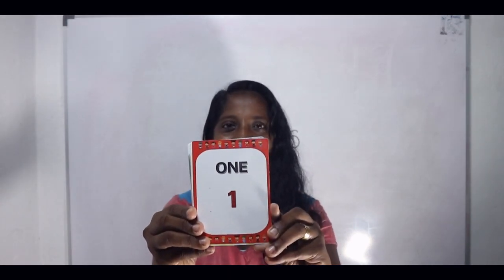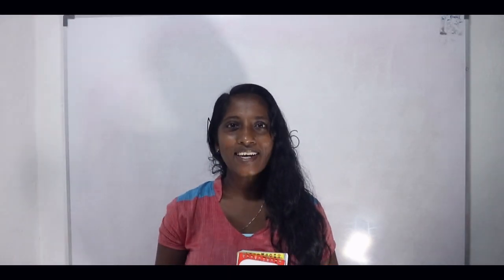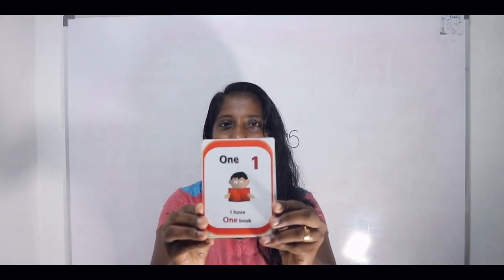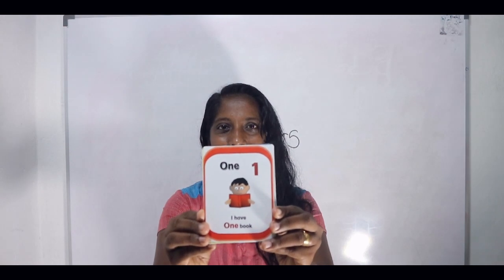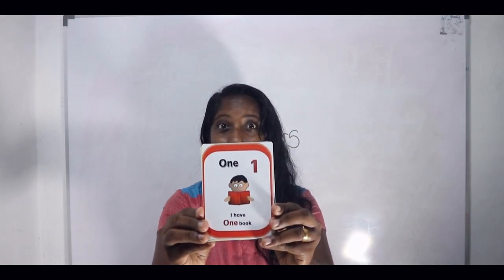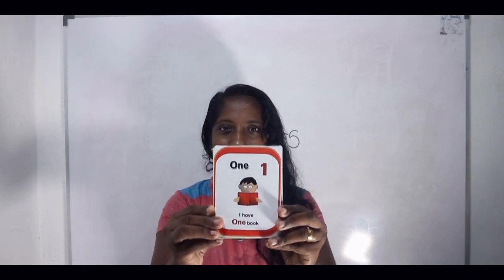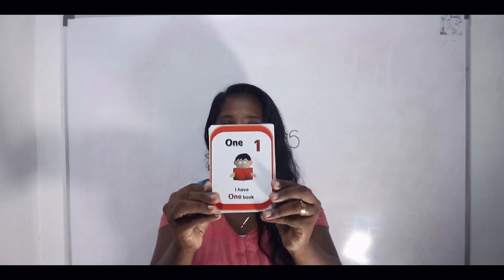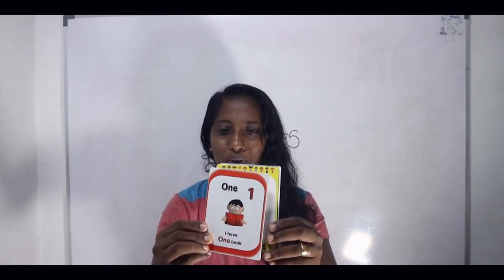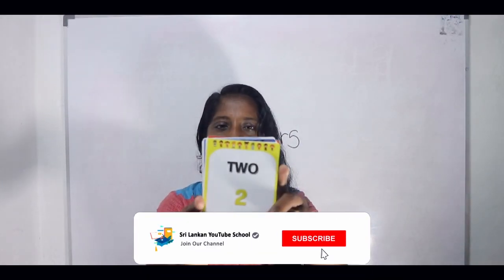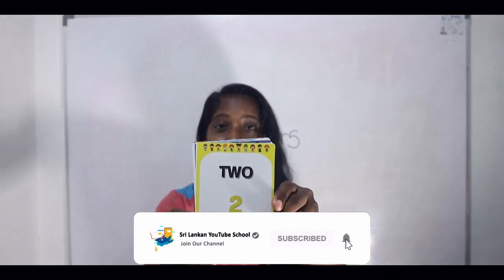Right. So what is this? 1. So there is only one book here. How many books? One book. Okay. What is this? 2.